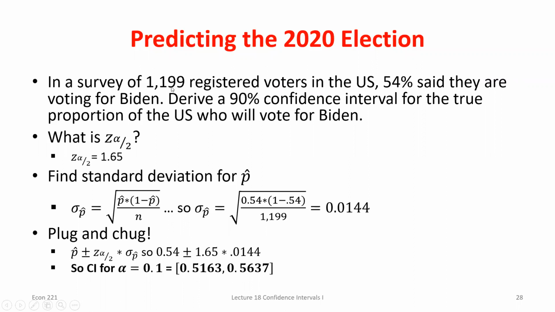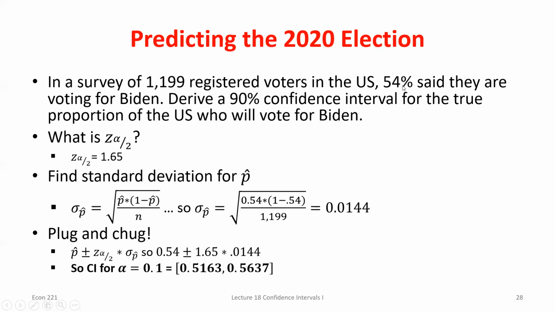So there's a survey done by NPR. I got about 1,200 people, which seems like a pretty high sample size, right? 54% of people said they plan to vote for Biden. If we want to build a 90% confidence interval for what the true population proportion of people who are going to vote for Biden in the upcoming election is, well, we can do this, right?